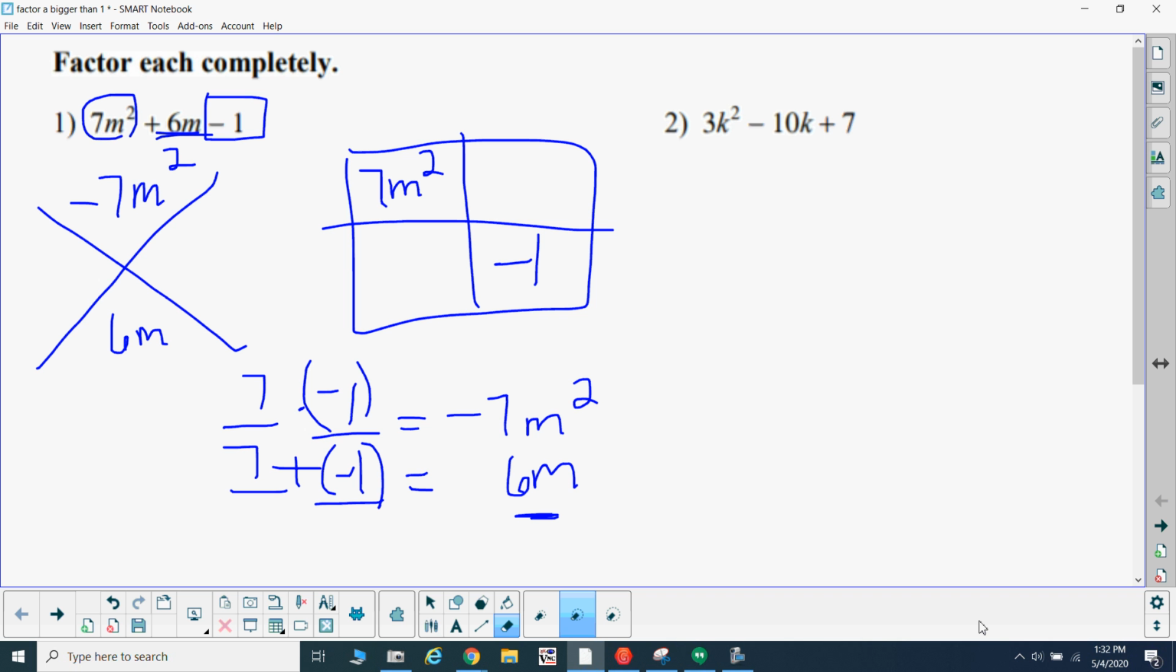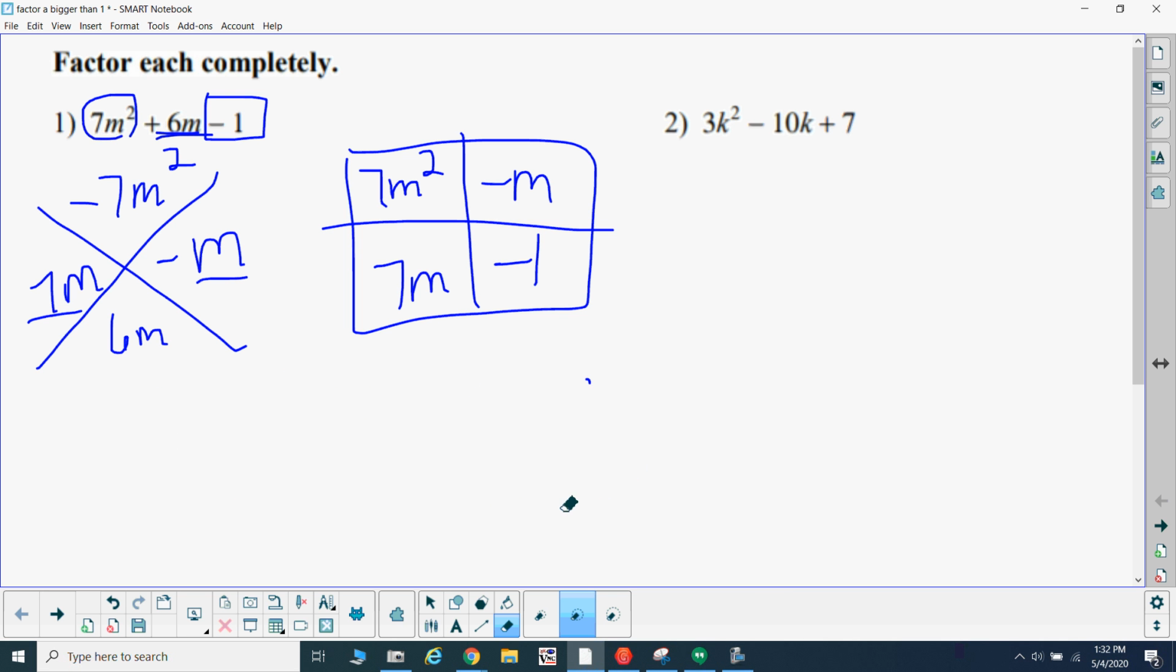So I'm going to take these two values and put them here. So I would have a 7m in this spot and a negative 1m, or a negative m, in this spot. And all I do is put these two answers in the last two squares. All right, now we go about filling out the outside of the box like we've done before. But what I do is I look for what is the greatest factor of those two things, 7m squared and 7m, and it would be just a 7m.